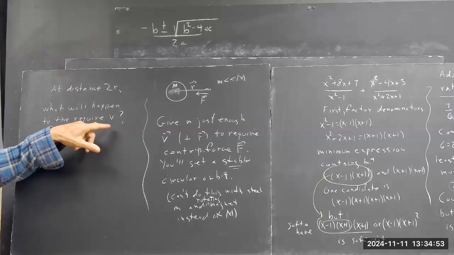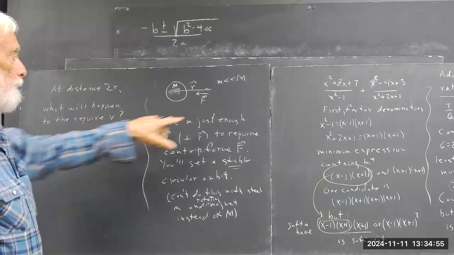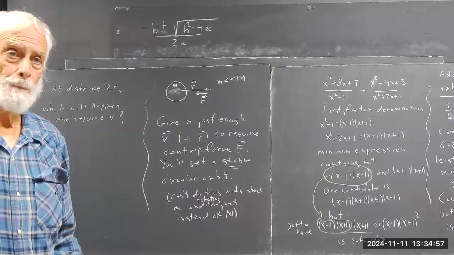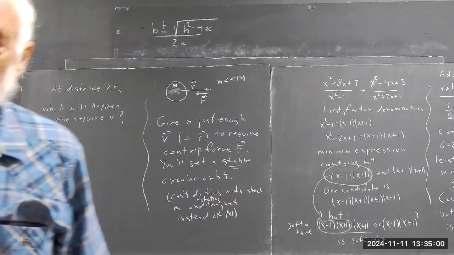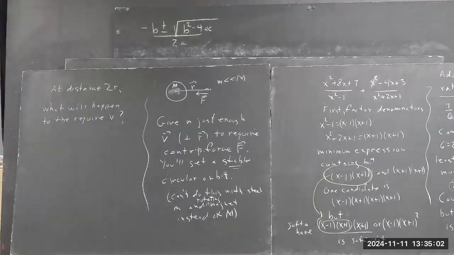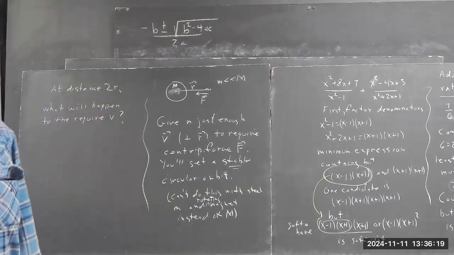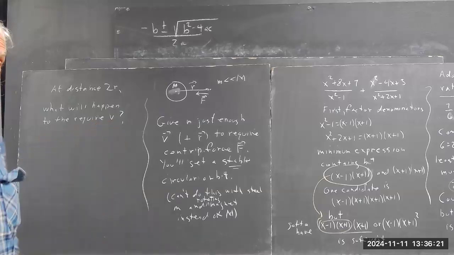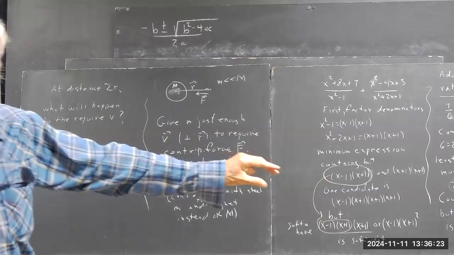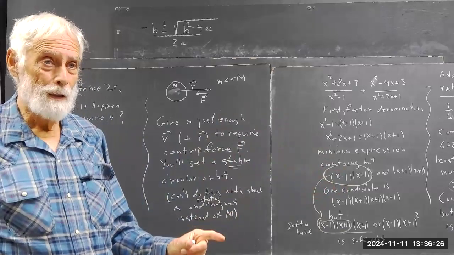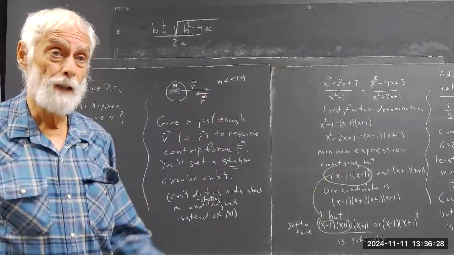At the distance 2r, what's going to happen to the required v relative to the distance r? So what can you tell me happens at distance 2r? What's the first thing that you can tell me we know about the distance 2r? I pose the question, what's different at distance 2r? Now, I'm asking you, what's going to happen to v? You don't even think about that. First thing you think about is, what do we know at distance r, and how's that going to change?